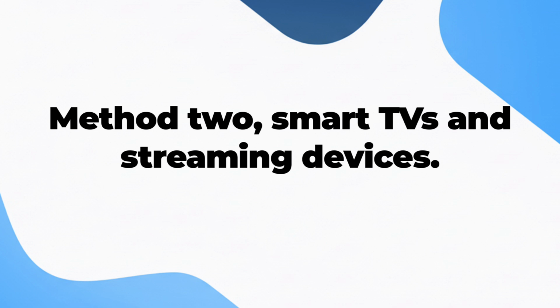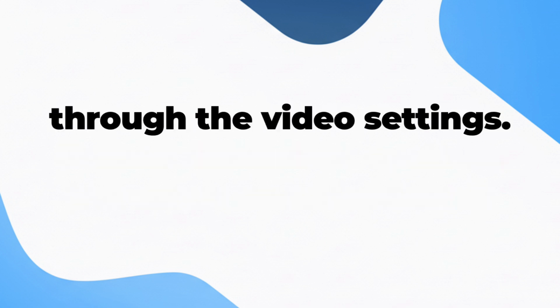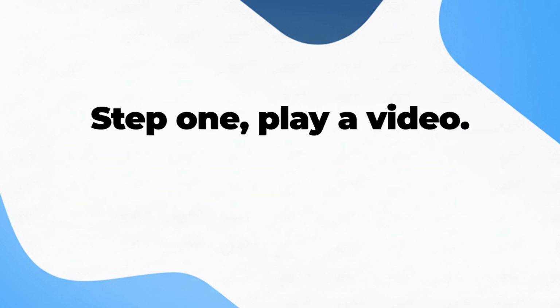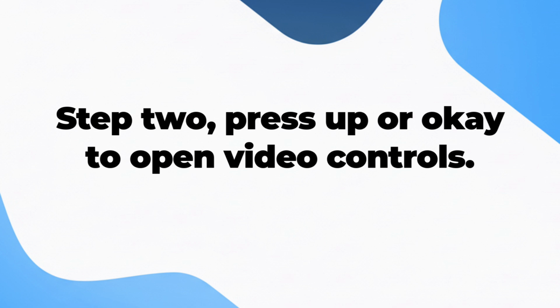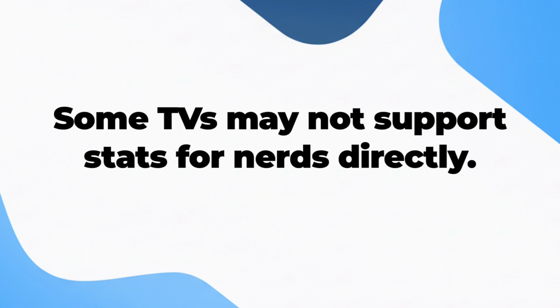Method 2. Smart TVs and streaming devices. Many smart TVs have limited right-click options, but some models allow it through the video settings. Step 1. Play a video. Step 2. Press up or OK to open video controls. Step 3. Look for more options or advanced stats if supported. Some TVs may not support Stats for Nerds directly.